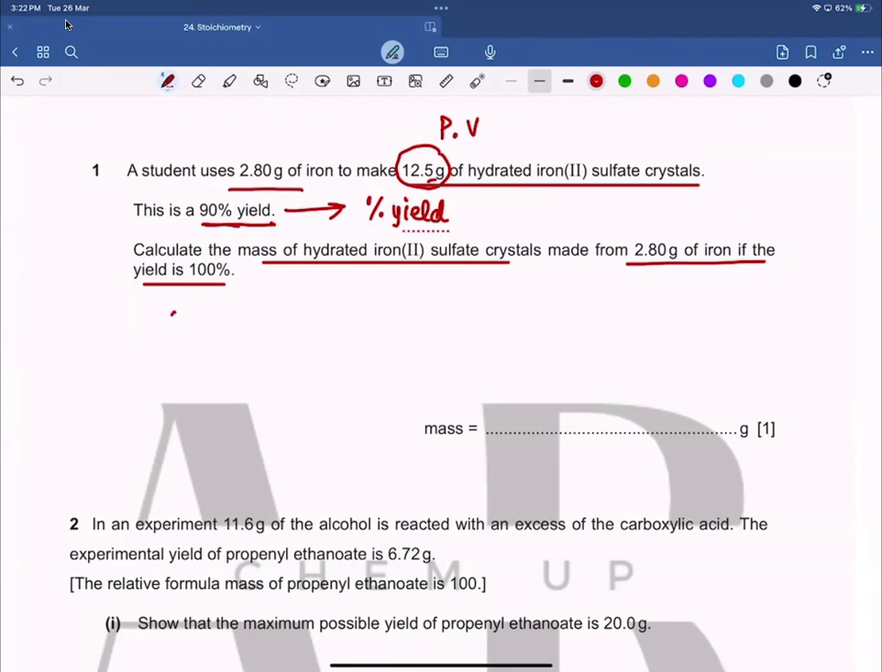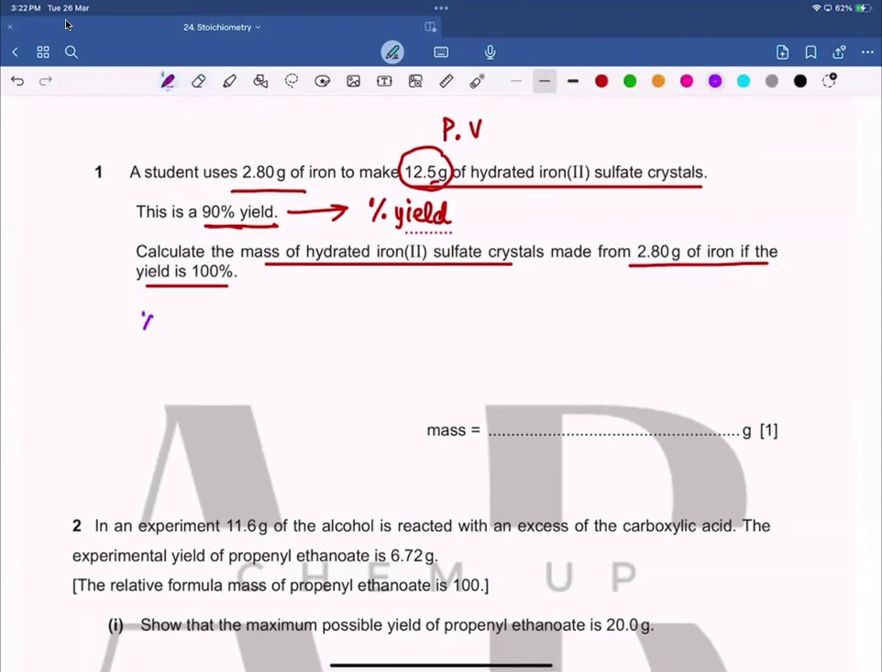So we know the formula of percentage yield. If you recall the formula of the percentage yield, percentage yield is equals to practical value over theoretical value multiplied by 100, right?